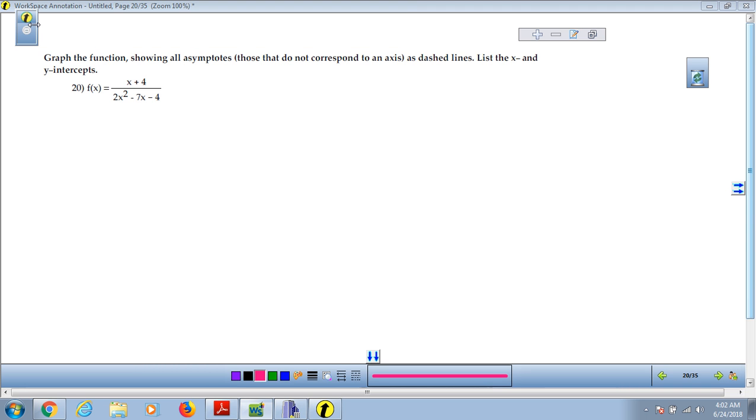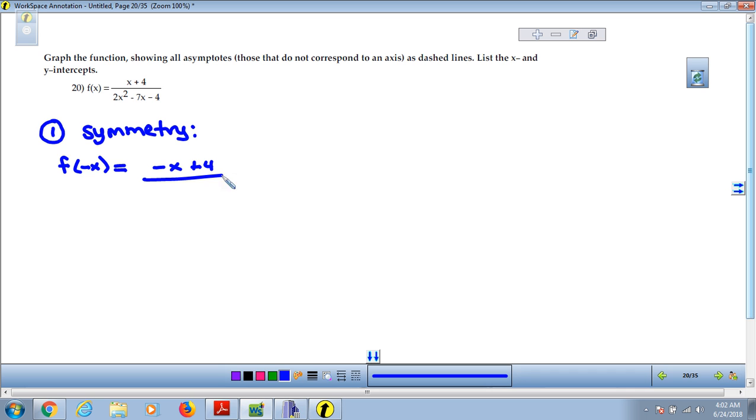This one says, graph the function showing all asymptotes. Those that do not correspond to an axis, graph them as dashed lines, and label the x and y intercepts. So here we're going to do those 7 steps that we were doing once, where I'm going to try to see if I can remember the order, because I remember the steps, but I don't know if I'm going to do it in the same order necessarily, but if not, it's the same. Find what kind of symmetry we have. Okay, so is this going to be symmetrical with respect to anything? We'll see right now.